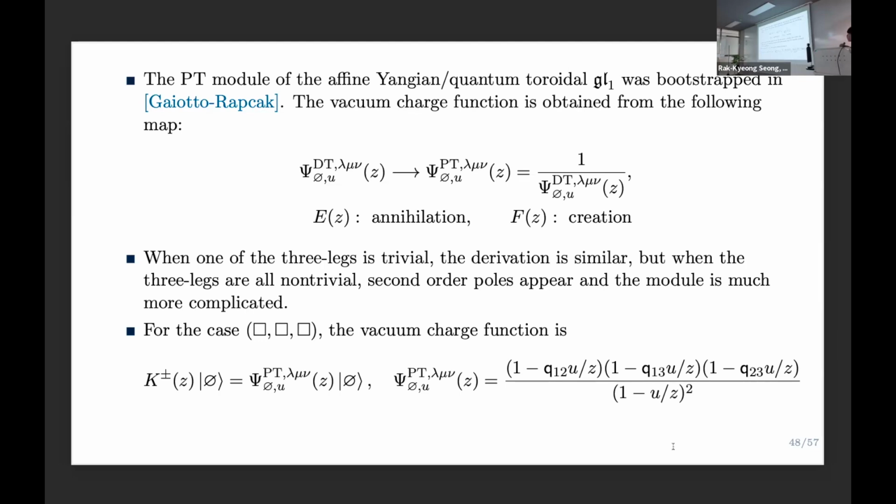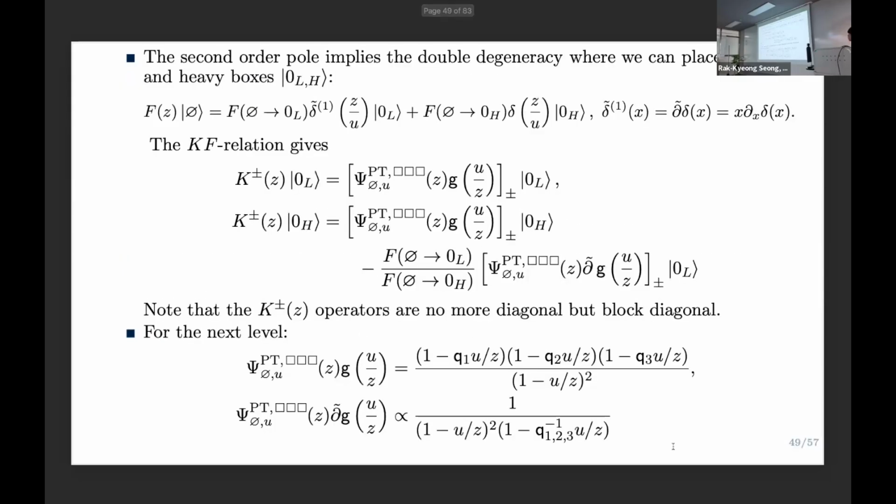But the question is what will happen for the three-leg case? For this case, again, you have to deal with higher order poles. So it's quite complicated. I don't think I have time to explain all of this, but I'll just give a brief review on how they derived it. Basically, they put an ansatz assuming that the PT counting rules should be satisfied, and try to bootstrap the algebraic relations. But since now you have higher order poles coming from the charge functions, you need to introduce a new type of delta functions, which is a derivative of it.